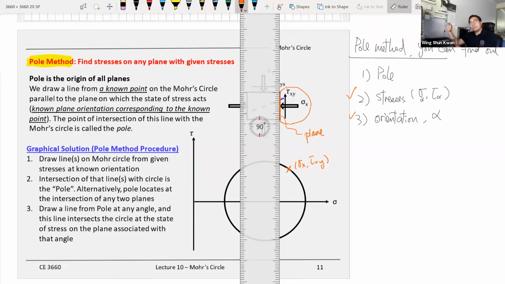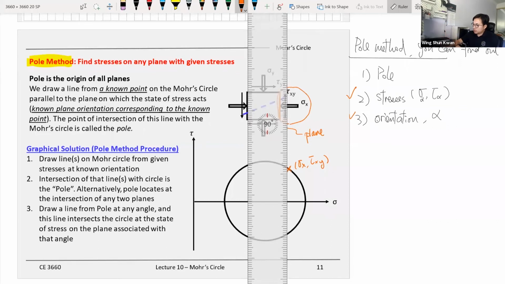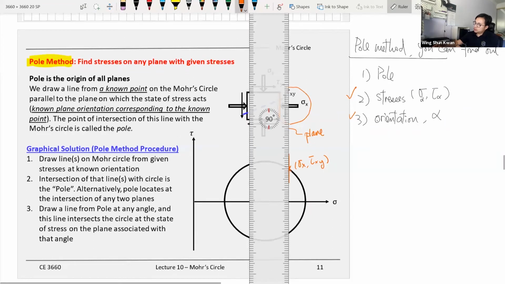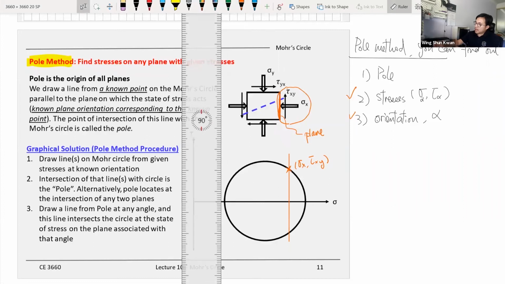So through the pole method, it's telling us again, knowing two, you can find out the third. We know the stress, we also know the orientations, then we can find out the pole. The pole is the point that is also on the plane, right? So the other point that you cut on the Mohr circle, this is the pole. Any questions?